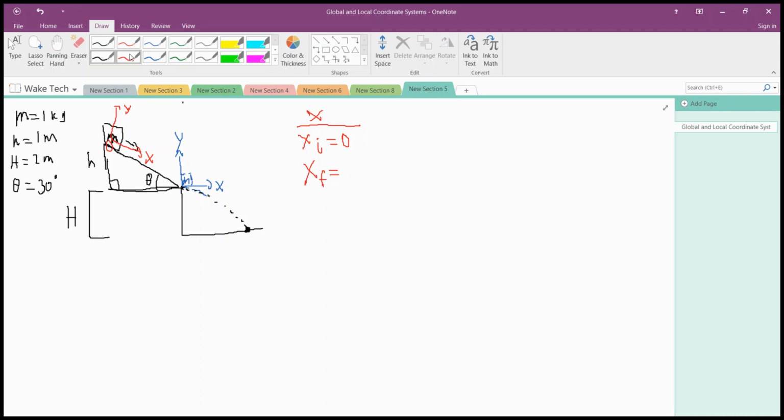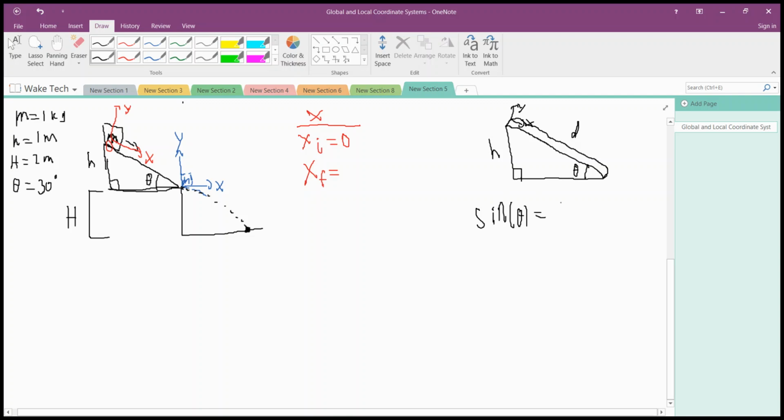Well, let's think about our block again, or our wedge. We have a theta here. We have an h there. But since our coordinate system goes like this, since it's tilted, you'll see then that the hypotenuse of this right triangle right here, which I'll call D, is in fact our x position, because our x-axis goes along the surface of our incline. So if we solve for D, we'll be able to get x final at the bottom of the ramp. You can use trigonometry to do that. We have that sine of theta is opposite over hypotenuse, and therefore the hypotenuse is h over sine theta.